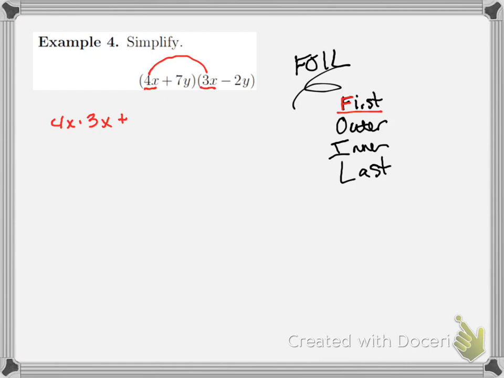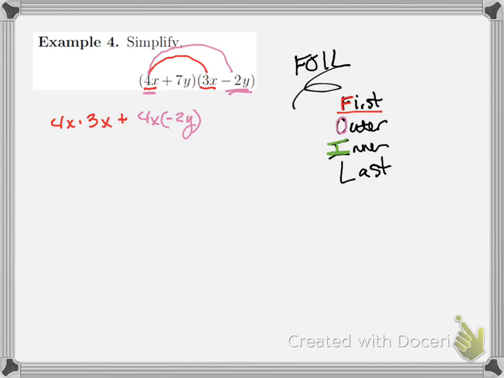Okay? Now I do the outer terms. The outer terms means the ones on the very outside. So this guy is on the outside, and this guy is on the outside. Remember, the sign goes with whatever the term is. So now I'm going to multiply 4x times negative 2y, because that negative sign goes with the 2y. All right, what's a good color here? Let's do green.